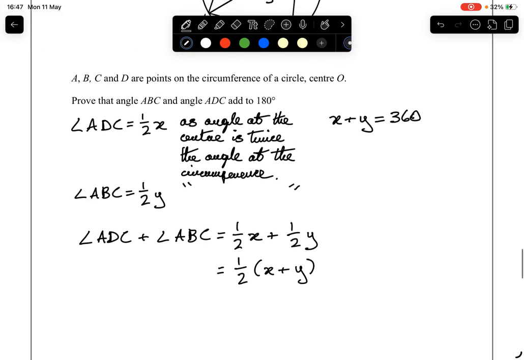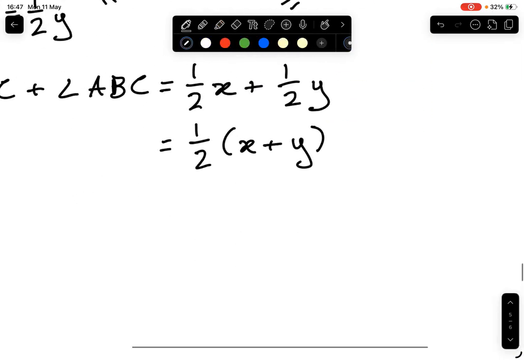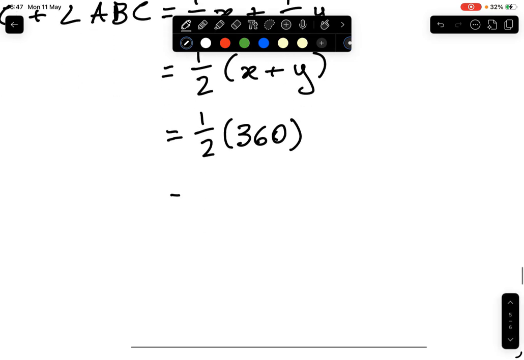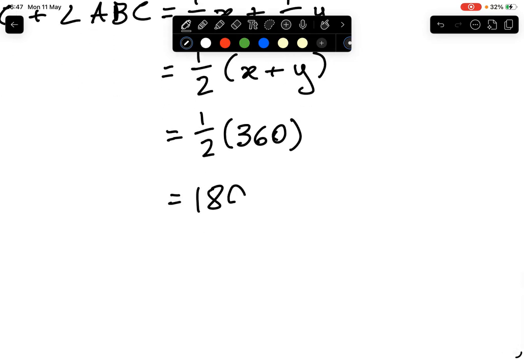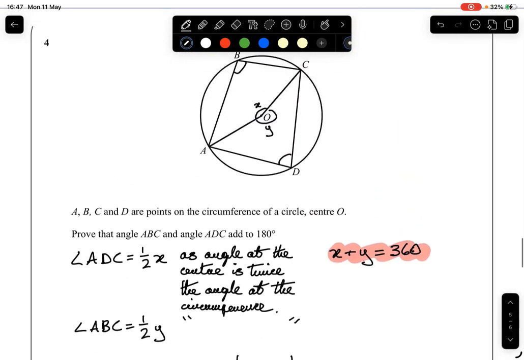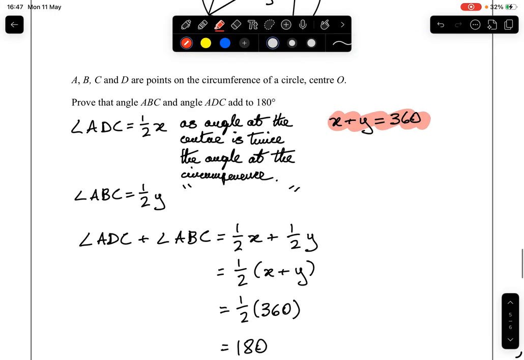Well, X plus Y, I've just said, is equal to 360. So that is 1/2 times 360, or 180. So in a cyclic quadrilateral, the opposite angles, in this case these two angles, add up to 180.